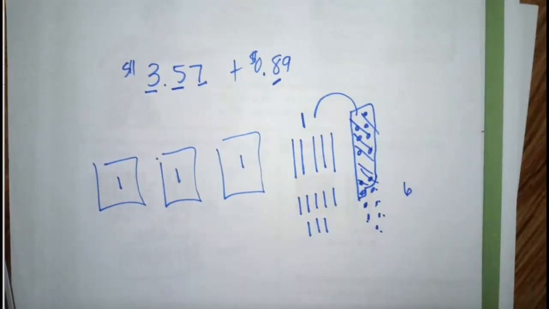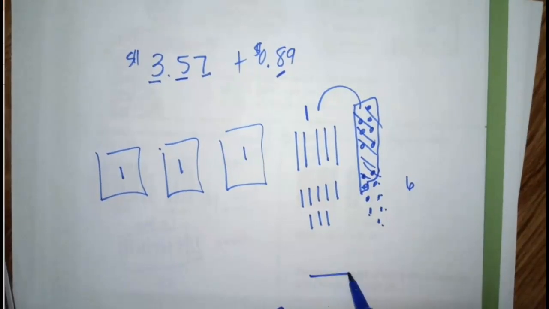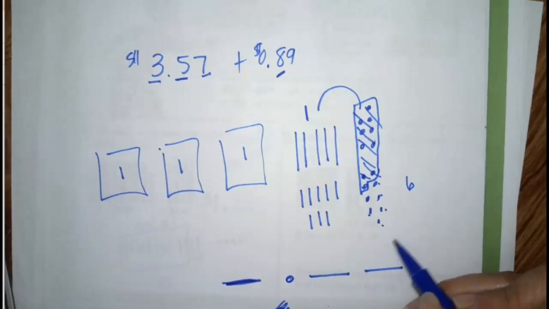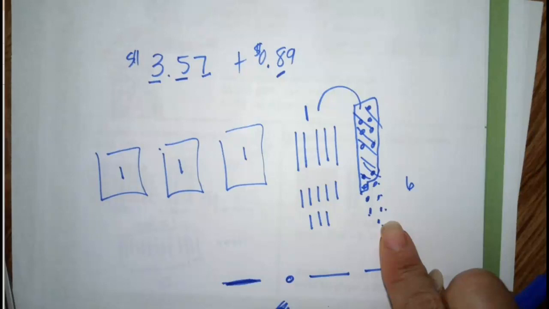So again, if you're thinking decimals, we've got tenths, hundredths. There's my decimal point, and then we have our whole number, right? So I know the 6 is going to be in the hundredths place because I have 6 hundredths left.